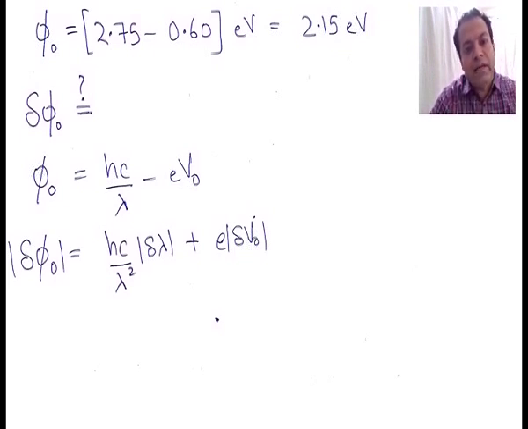One can write the following expression. Delta phi naught is hc by lambda squared into delta lambda plus e times delta V naught. Let's see how we arrived at this expression.